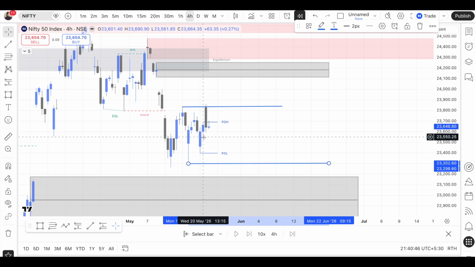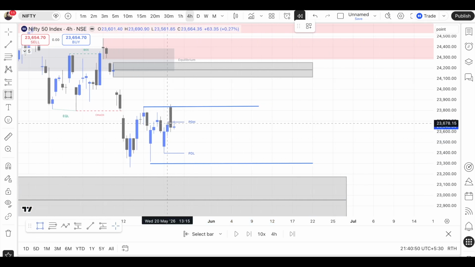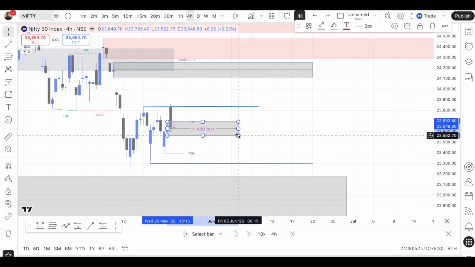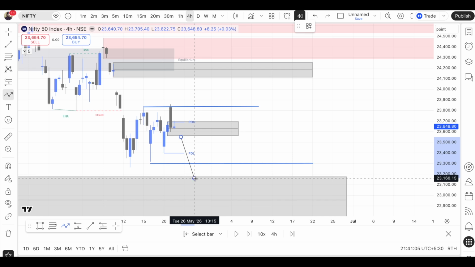If the market breaks this demand which we have on the 1 hour, this particular demand, if the market breaks this with a closure, then what we can ideally see is the market can rally down till this particular open demand which we have somewhere close to 23,160.